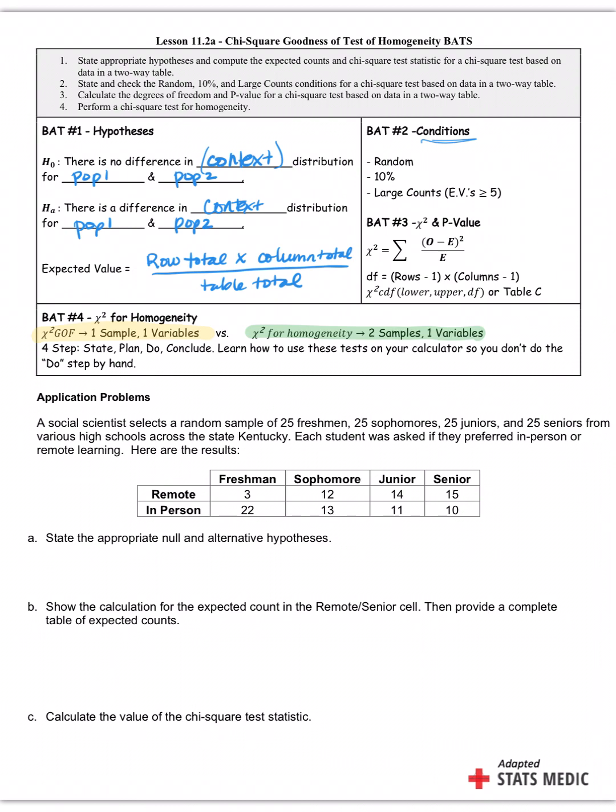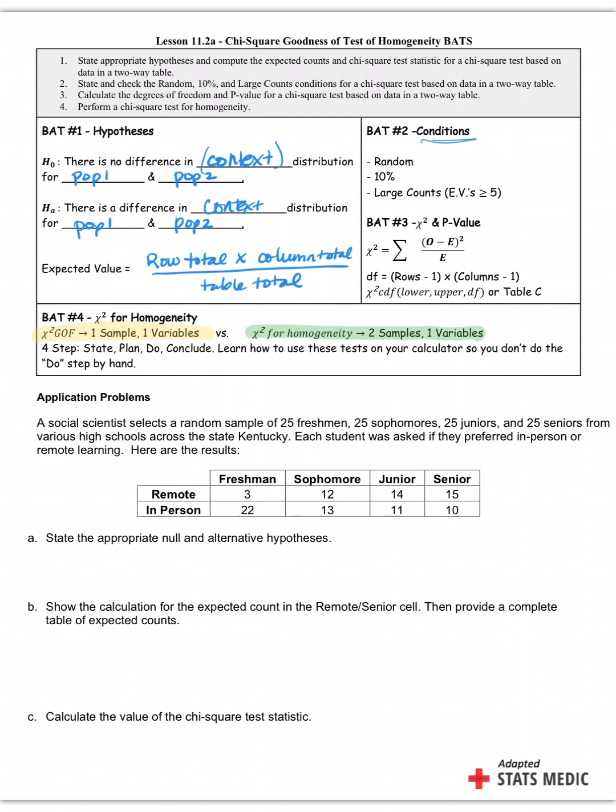All right, now let's look at this example. A social scientist selects a random sample of 25 freshmen, 25 sophomores, 25 juniors, 25 seniors from various high schools across the state of Kentucky. Each student was asked if they preferred in-person or remote learning. So here are the results. All right, there's our table.